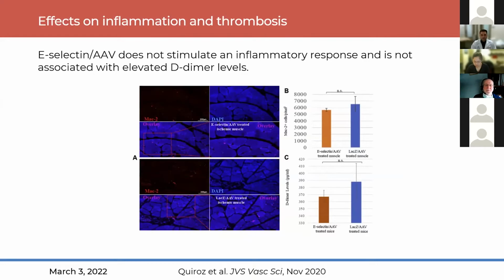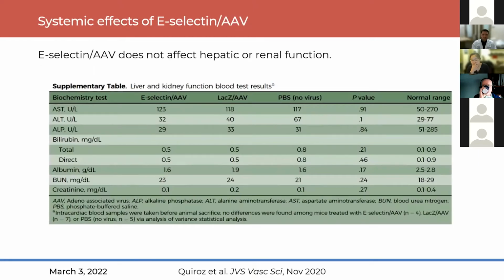And then finally, E-selectin is also prothrombotic, and so we wanted to assess whether it was having a significant effect on coagulopathy. So we just measured serum D-dimer levels and did not find any significant difference between the E-selectin and lac-Z treated mice. And this final slide is just some very preliminary biosafety data looking at hepatic and renal function between E-selectin, lac-Z, and PBS treatments. There was no real difference between either of those.